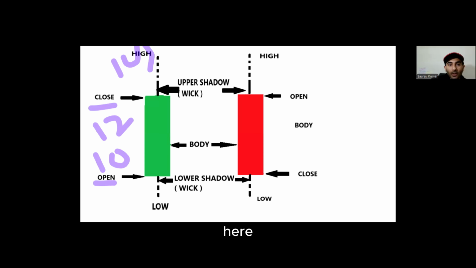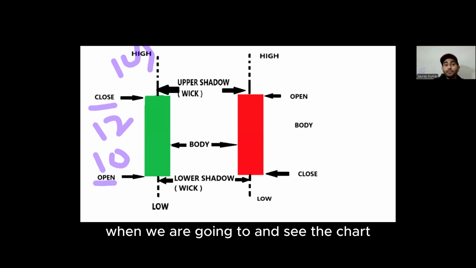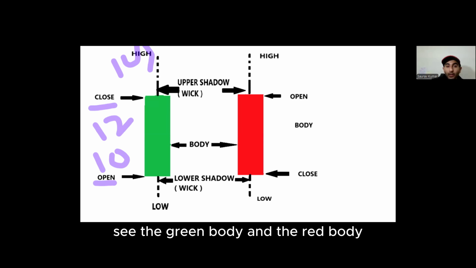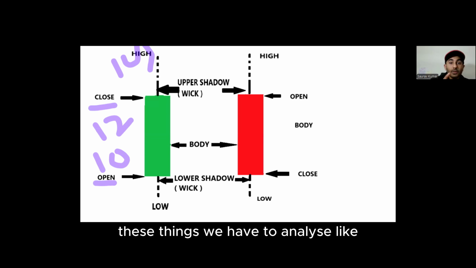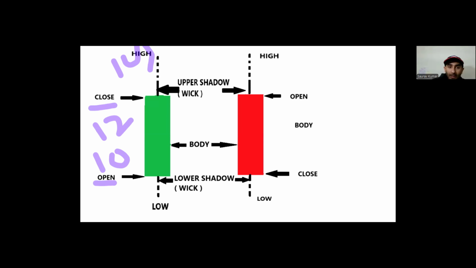So what do we have to look at when we see the chart? The first thing is the bodies, the green body and the red body. But how do we know the market condition and what the market demands now? Do we have to jump in the market right now or wait? These are the things we have to analyze. See here in the next picture, what do you see?